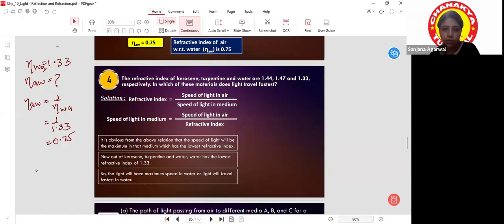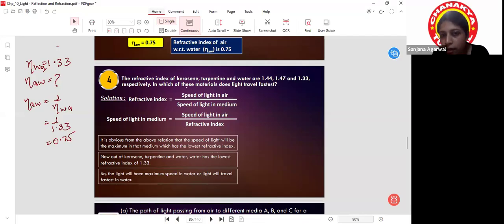Again, please take a pause and solve this question. Refractive index of kerosene, turpentine, and water are given. In which of these materials does light travel fastest? Keeping in mind the formula that refractive index is speed of light in air to speed of light in medium. From this, speed of light in medium will be equal to speed of light in air to refractive index. Very obvious from the relation.